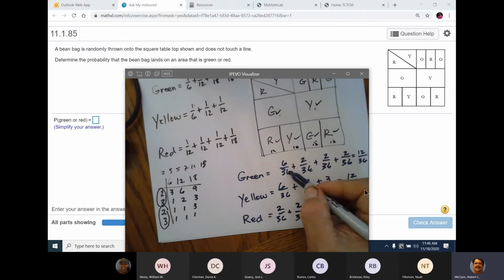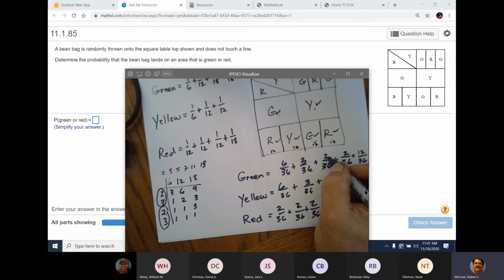6 will go into 6. 12 will go into 36 3 times. Oh, this is it. 3. 12 will go into 36 3 times. 18 will go into 36 2 times. Make sure, so that should be 13. 6 and 4, yeah, that'll be 13. So that'll be 13, that's 20, let's see, 8, 12, and 8, that'd be 33 over 36.